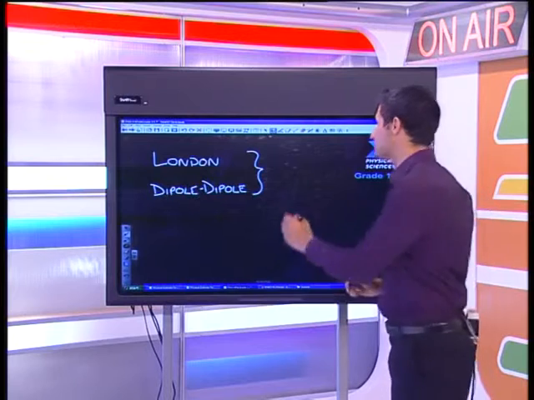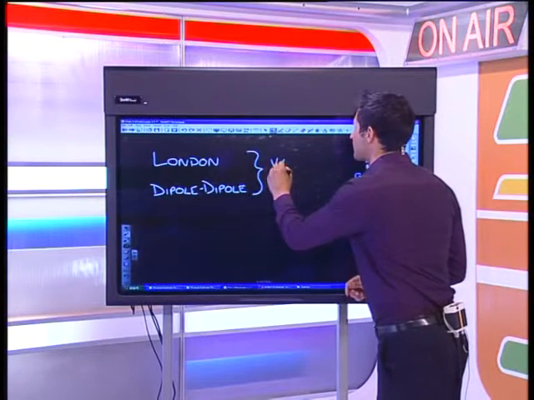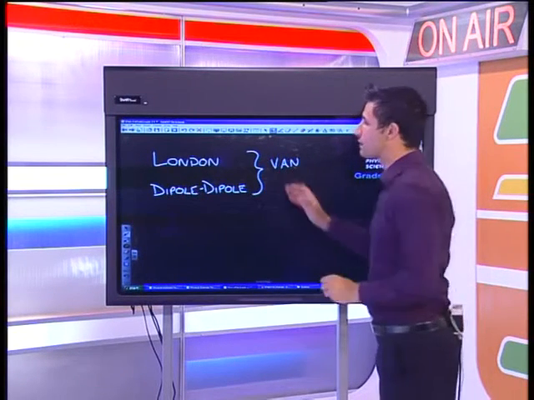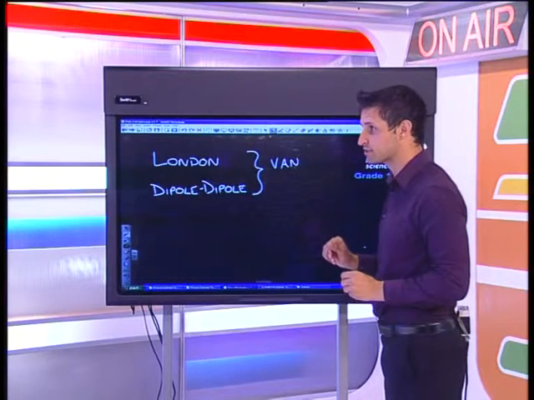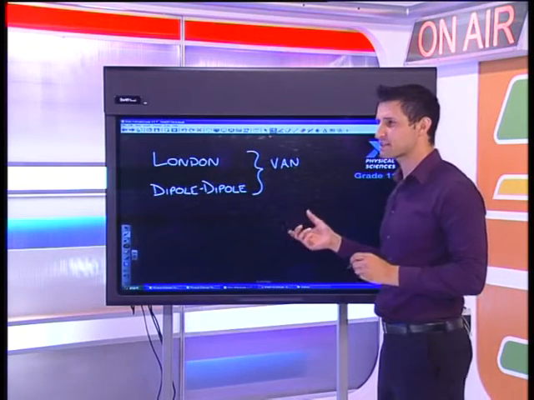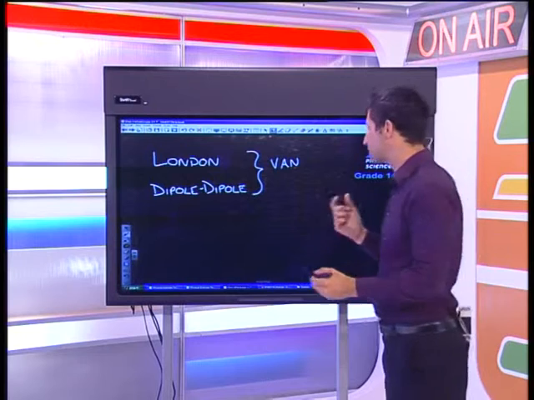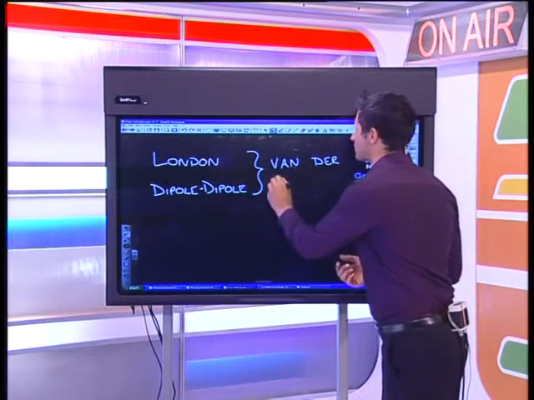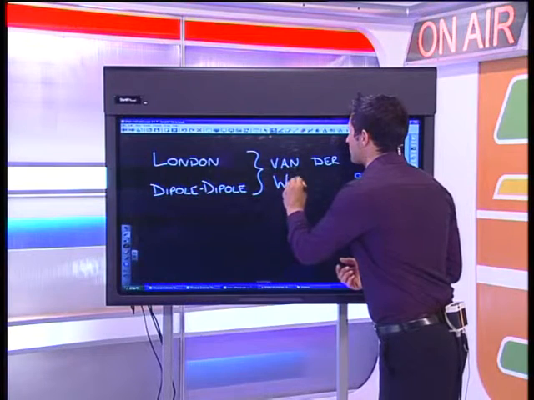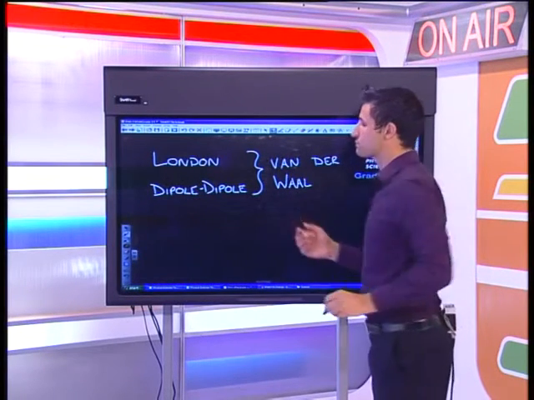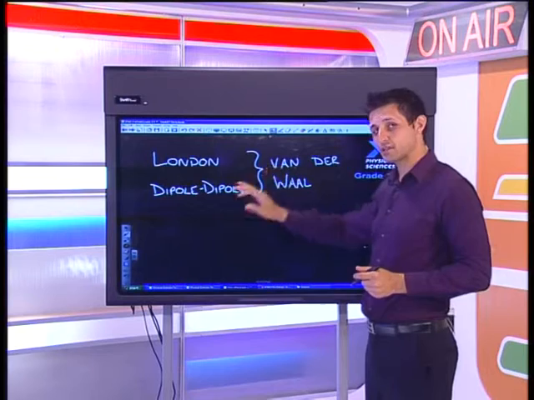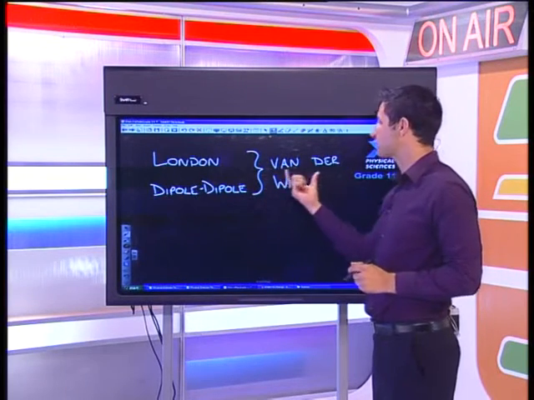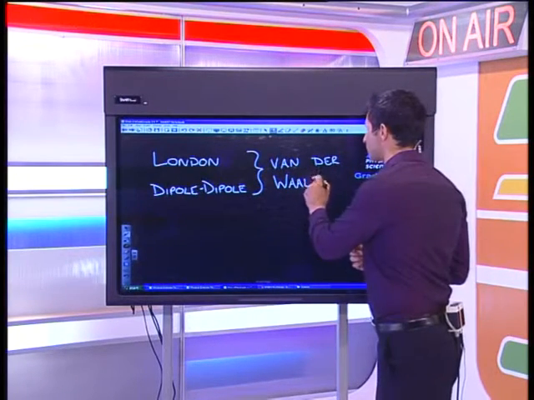London forces and dipole-dipole forces are both grouped under one name, and that is van der Waals. So van der Waals forces include both London and dipole-dipole interaction forces. You might find in textbooks they start talking about a couple of other types of van der Waals, but van der Waals is a name for the group of these two. So van der Waals forces are the interactions between nonpolar and polar molecules. You'll find them both grouped under van der Waals forces.